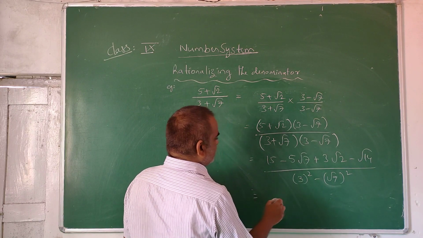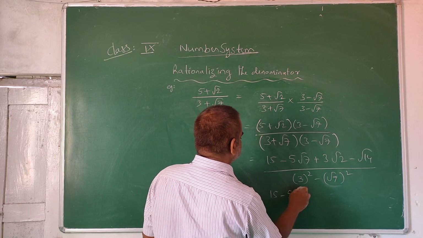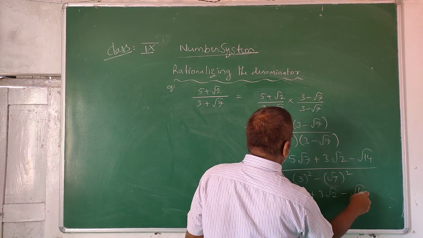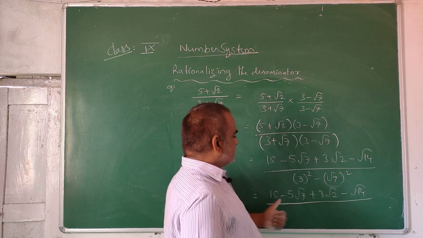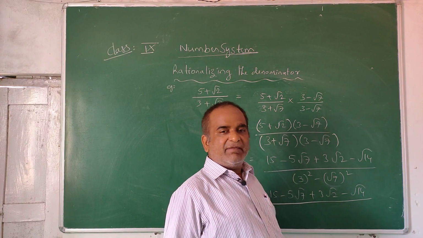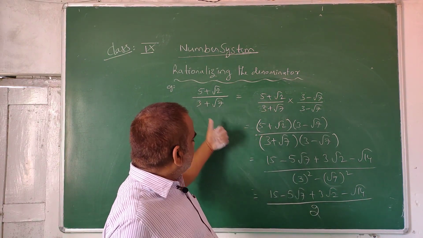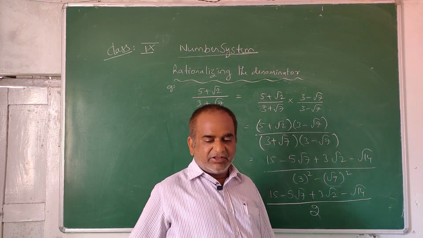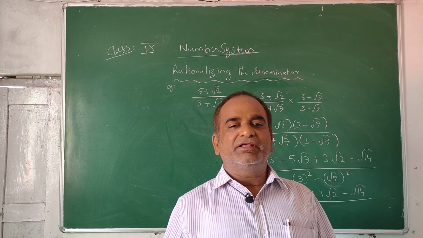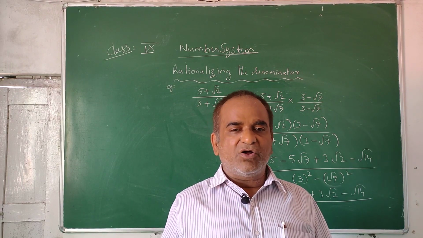Then we go to the last step. This is 15 minus 5 root 7 plus 3 root 2 minus root 14 by 3 square, which is 9, minus root 7 square, which is 7. So 9 minus 7 is 2. This is how our denominator is rationalized. It is very simple. So when you are about to rationalize the denominator, you have to multiply and divide with its conjugate.